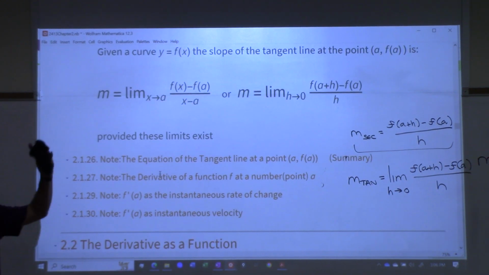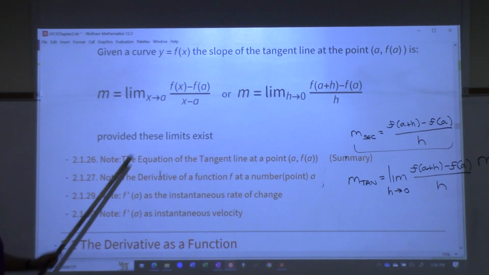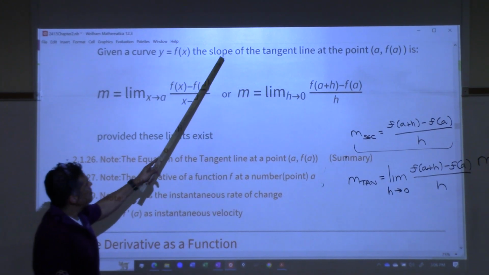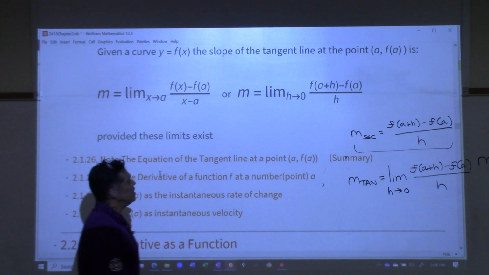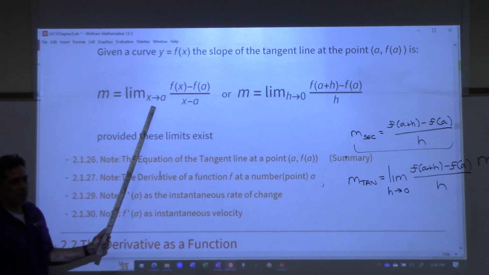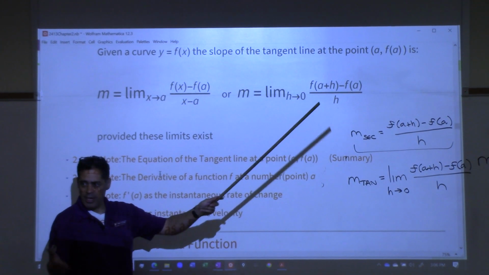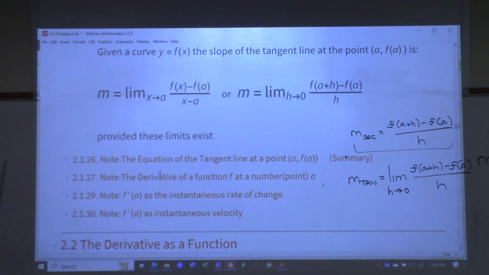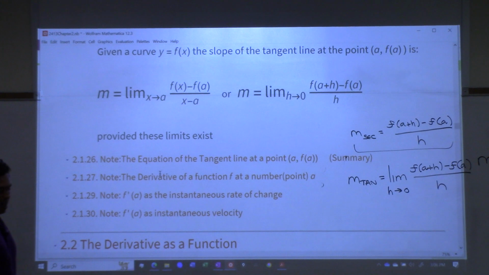This is the big note for today, for 2.1. If you've got some curve and you're trying to find the slope of the tangent line at some point a, f of a, then you have two options on how to find that slope. You can use that formula, or you can use that formula. You get to choose. Not many times in math that you have choice, but this is one of them. You get to choose which formula you want.